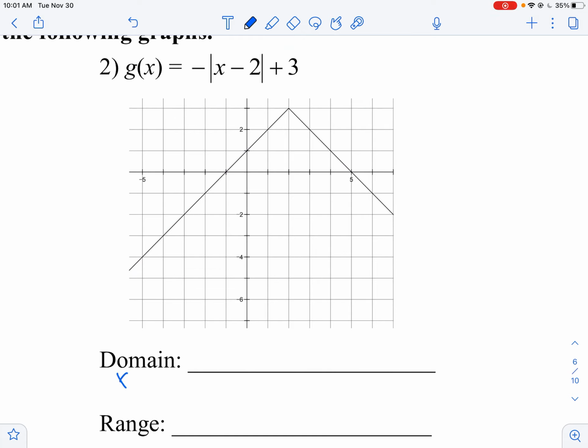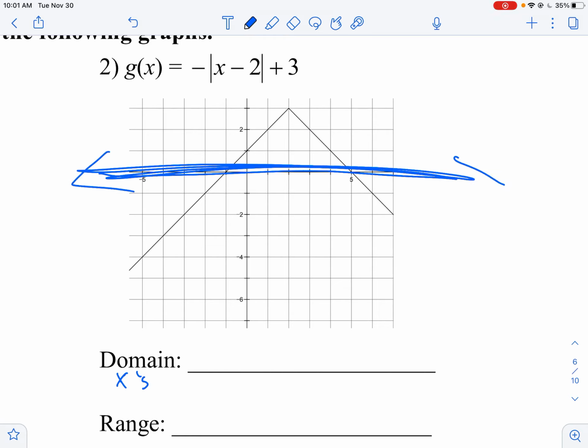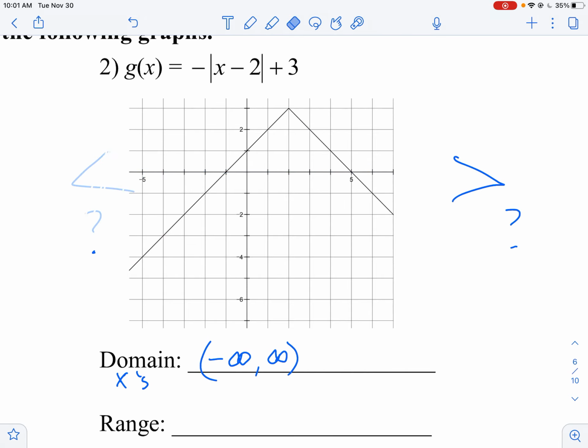Domain, again, is x's. And so you need to think, what's going on horizontally? How far left does the function go, and how far right? Well, this function is going to continue to go left and left forever, so I'm going to put negative infinity. And then on the right side, it's also going right forever and ever, so I'm going to put positive infinity. Ta-da! Domain, done.